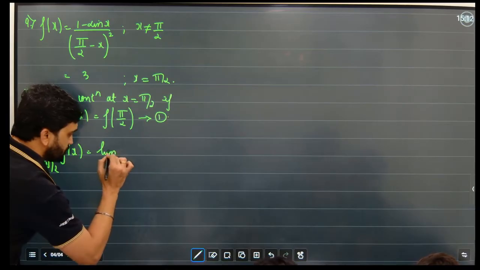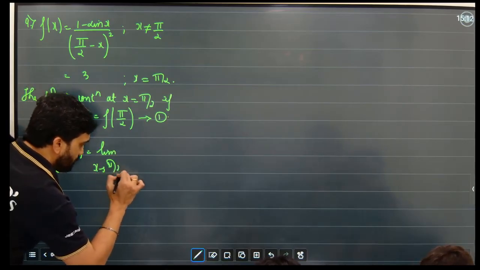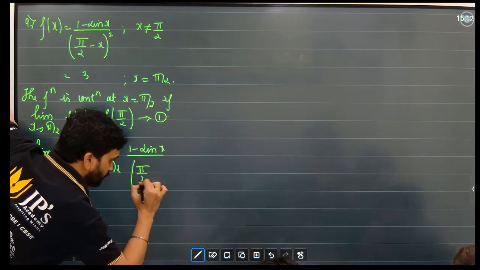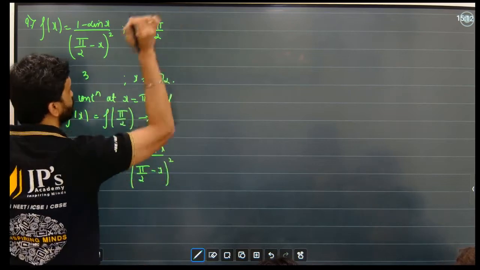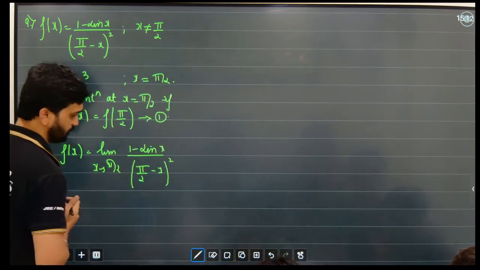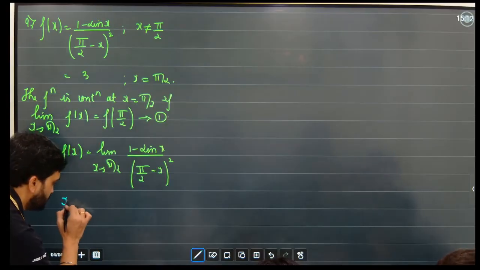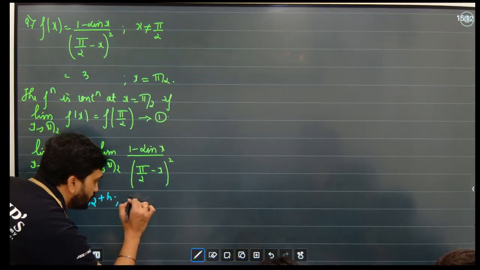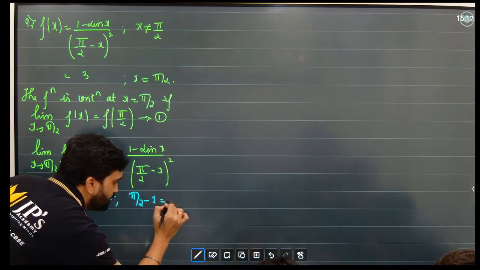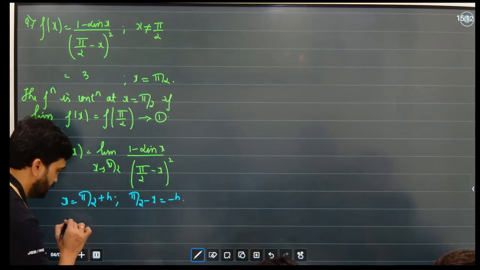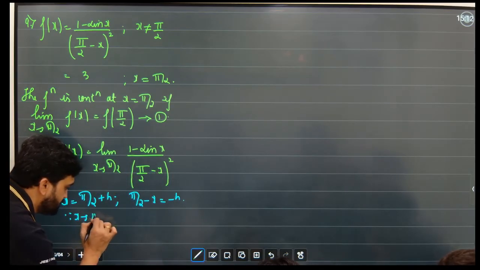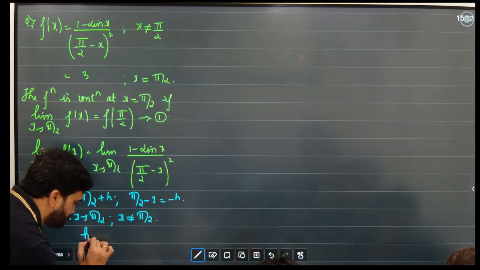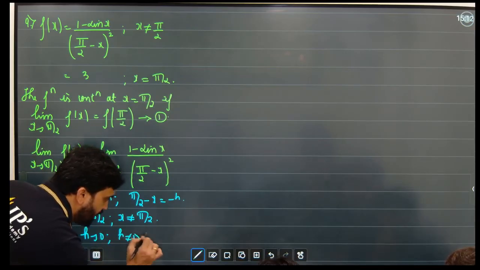I'll take the first expression, which is limit x tends to pi by 2, (1 minus sin x) upon (pi by 2 minus x) the whole square. Now the denominator is an expression, and I need a single term. So I'll write x is equal to pi by 2 plus h. Therefore, pi by 2 minus x is equal to minus h. I have got my denominator. Then my limits will change. Since x tends to pi by 2, x is not equal to pi by 2, my limit now becomes h tends to 0, h is not equal to 0.